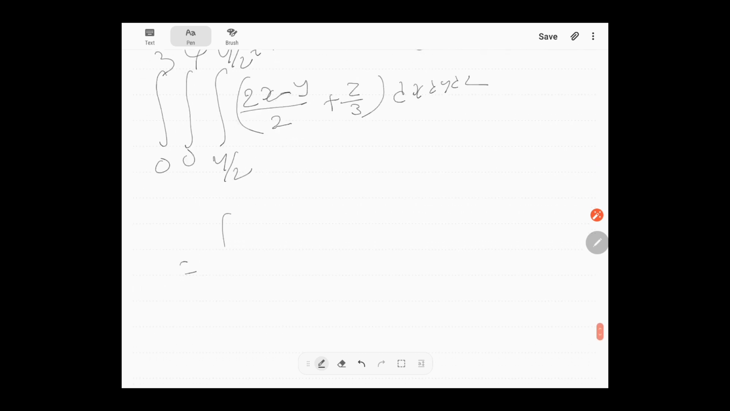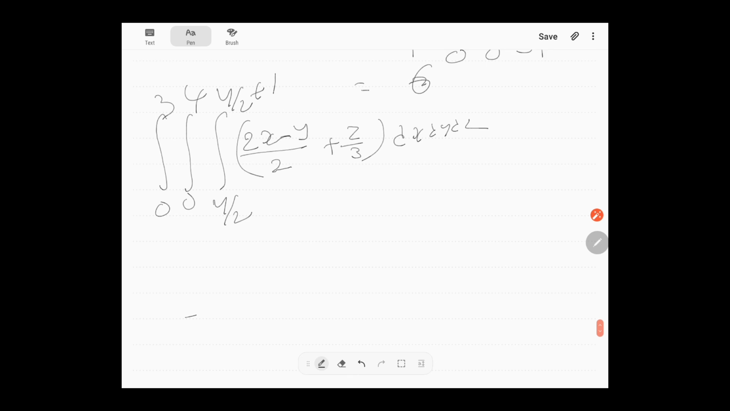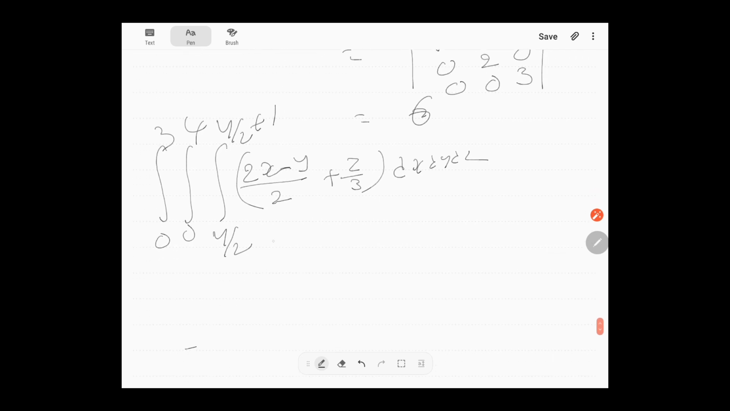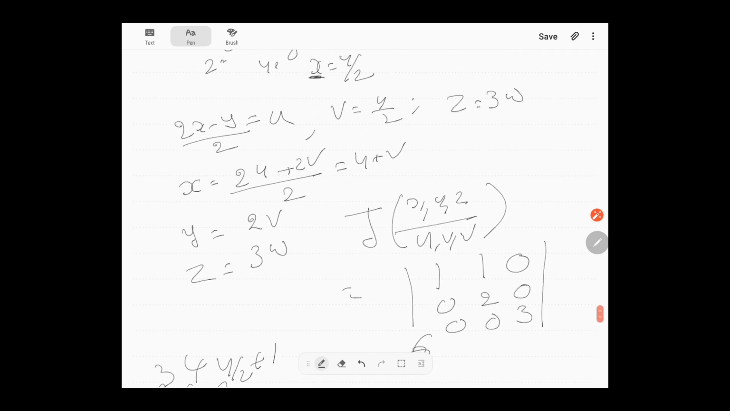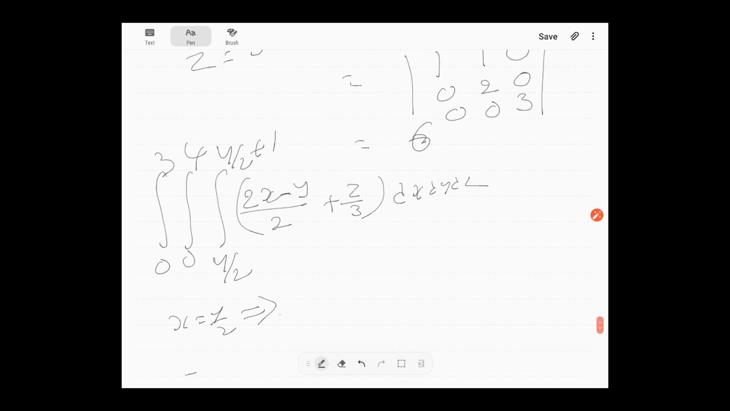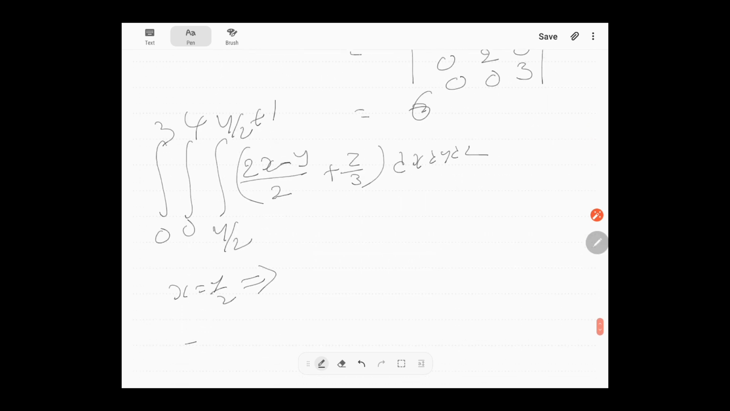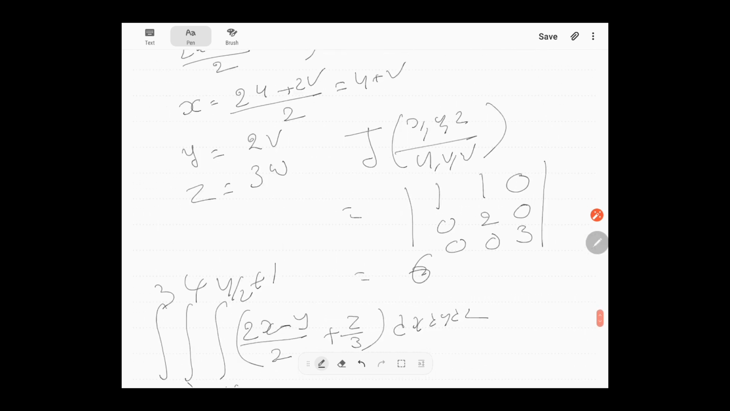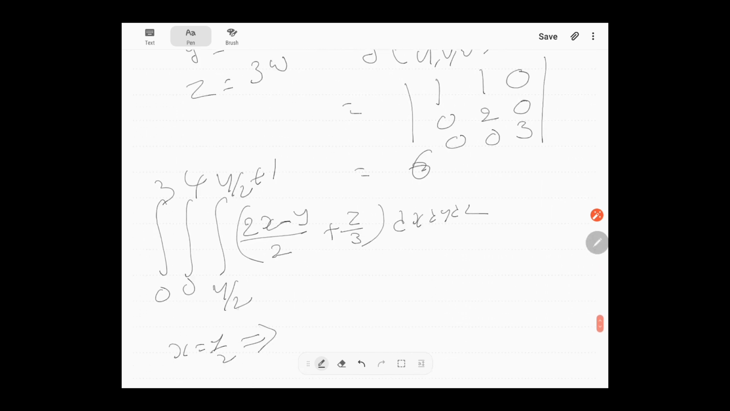This is equal to the triple integral. Before that, I need to find out what the region actually is. Here y by 2 is v. What is x equal to y by 2? x equal to y by 2 is the limit.